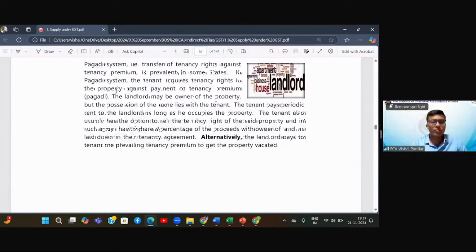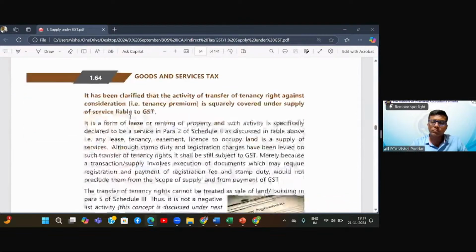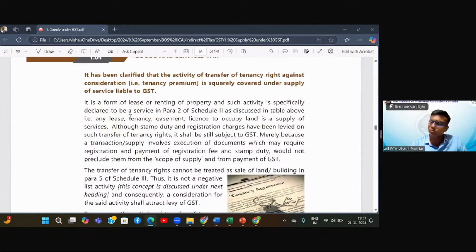Sir, there is something called a labor contract. The builder constructs a building using his labor, and the owner of the property gives all the goods to him, all the construction materials. Correct. So what will it be in that case? Yes, it is not a works contract, beta, because it does not involve transfer of property in goods.